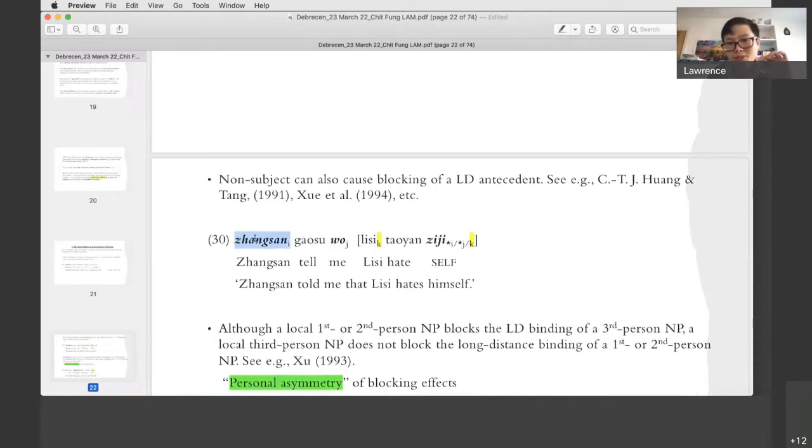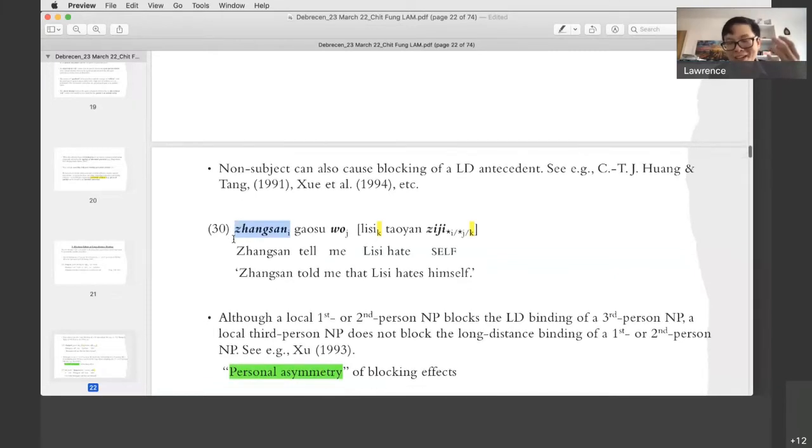We can compare it with the sentence where me is replaced by, for example, Mary. Johnson tells Mary, Li Xu, his self. In that situation, self can co-refer with both Johnson and Mary. But if it's replaced by a first person or second person pronoun, then all of a sudden it blocks the reading of the long distance binder. Again, what is happening? Let's think about that first. I will tell you what the literature says on this very soon.